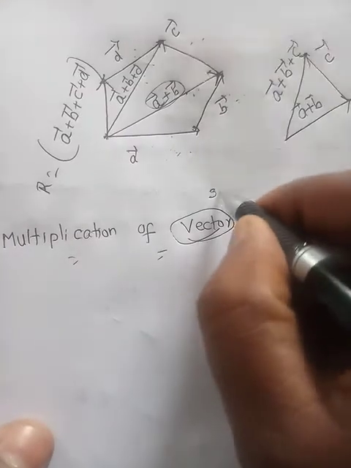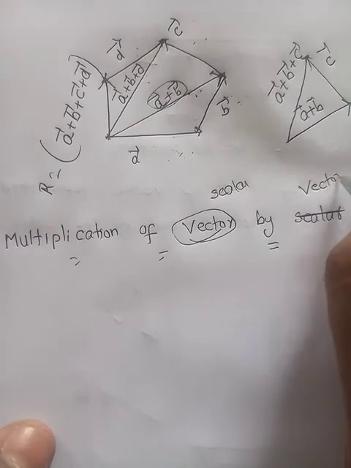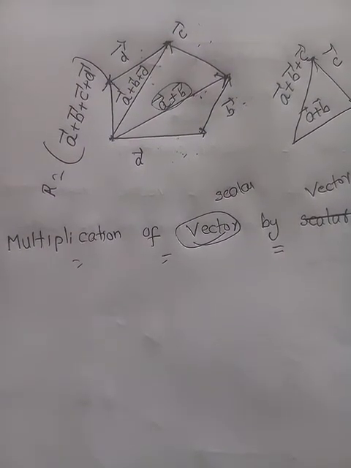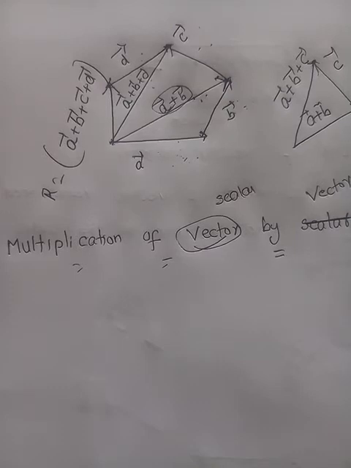Multiplication of scalar by vector. As we know, scalar has only magnitude, right? So if you multiply a scalar with a vector, what may happen? Is it right? That is the question. So what is going to change in the vector? We know what a vector is. Vector has both magnitude and direction. So if you multiply by a scalar, what may happen? Let's see here.